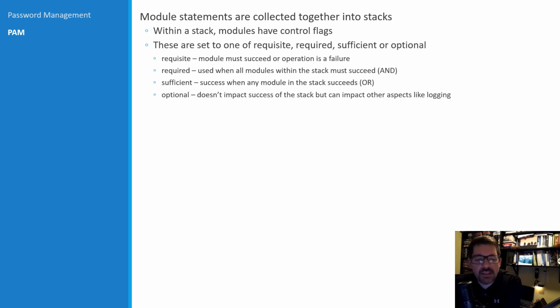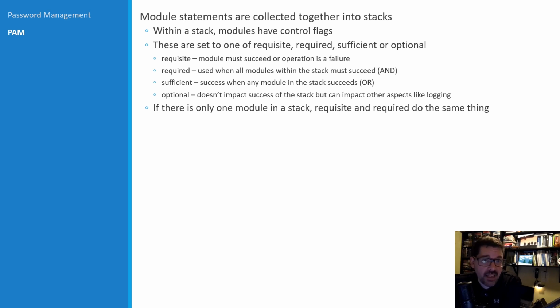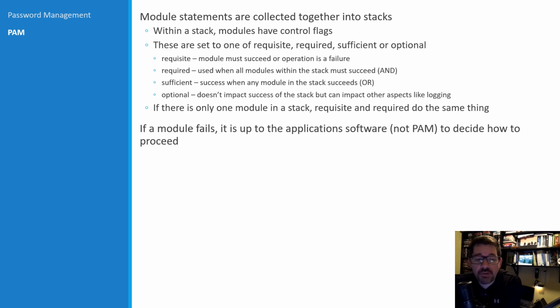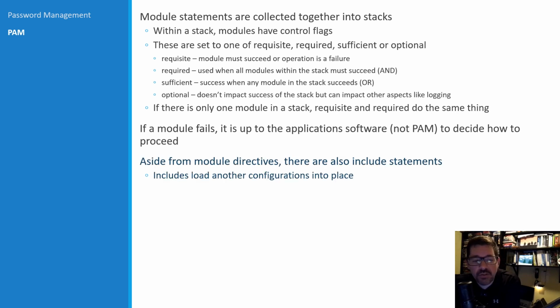And then optional means it doesn't really impact the success, but it does have impact on things like logging and so forth. If there's only one module in a stack, requisite and required basically do the same thing. So if a module fails, it's up to the application software, not PAM, to decide how to proceed, whether it's true or false.